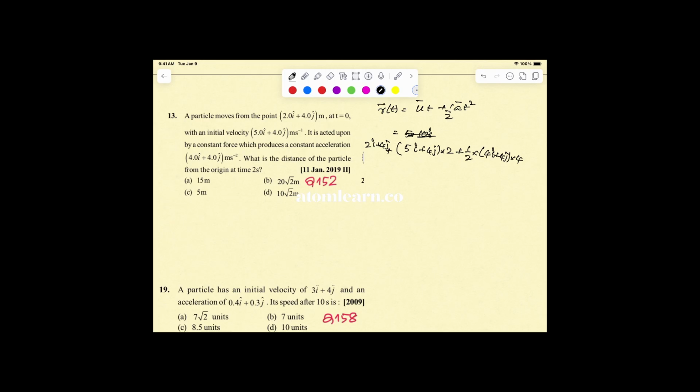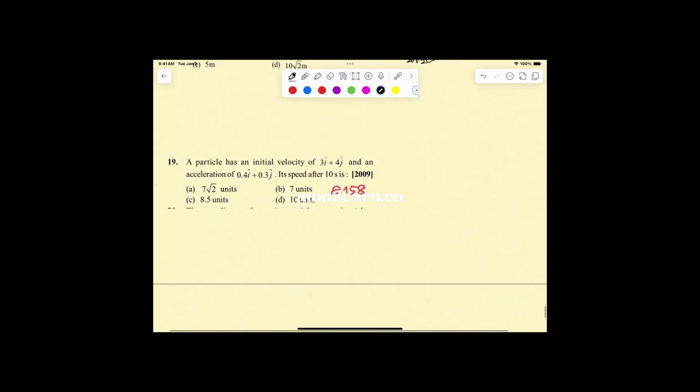Do this exercise, and you will get 10 plus 8 is 18, plus 2, that is 20 i cap. Then plus 8 plus 8 is 16, plus 4 is 20 j cap. Now this is the r vector. They are asking about distance, meaning they want the modulus value of this, which is 20 root 2. That is the answer. Understood? Okay, let's go to the next one.